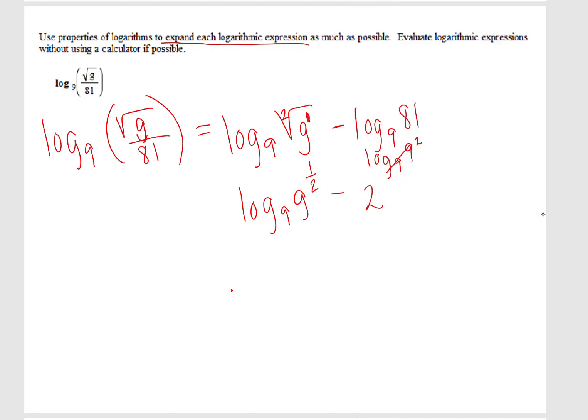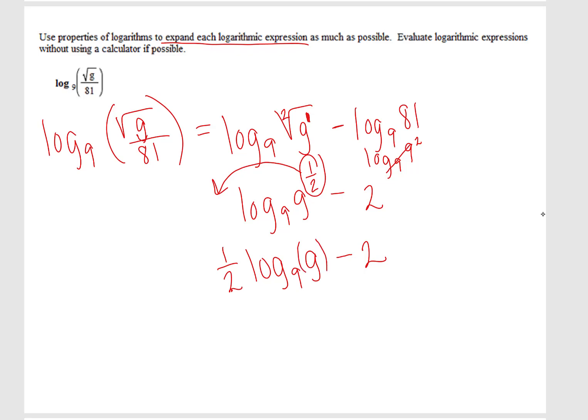All right. So I simplified that portion of it, but remember we have this going on right here, and I could take that to the front. So 1/2 log base 9 of g minus 2. And I'm going to put this in parentheses.